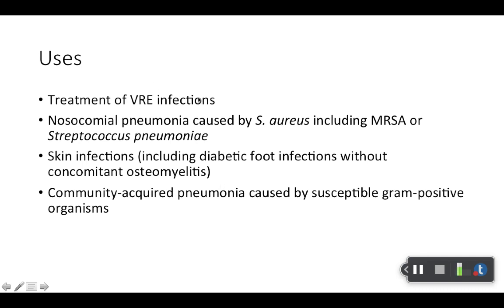Uses. So we talked earlier about how VRE is becoming an issue. So it is something that you may be seeing if someone has a vancomycin resistance. It can be used for VRE infections. You'll notice too that it could be used for MRSA or non-hospital acquired strep pneumo or some staph aureus, including MRSA, and then also maybe some skin infections too. Usually the more severe skin infections, it's not going to typically be your first line skin infection antibiotic choice. And then community-acquired pneumonia, you may also see that as well.